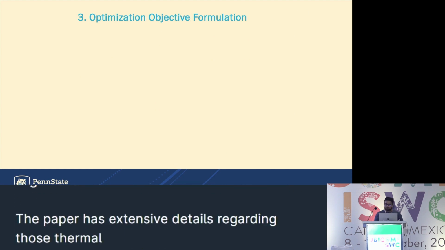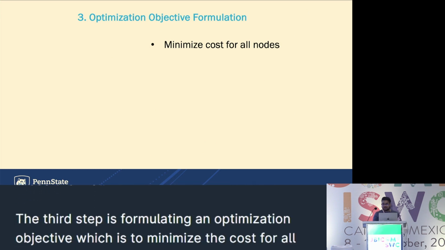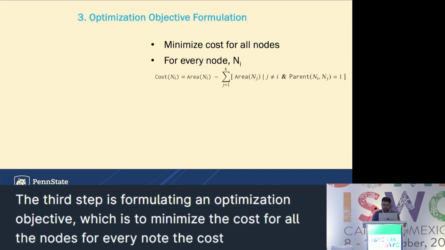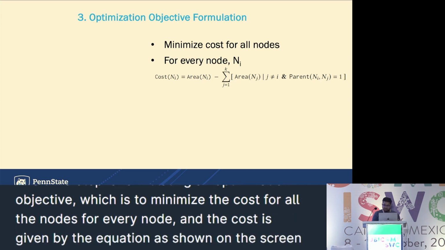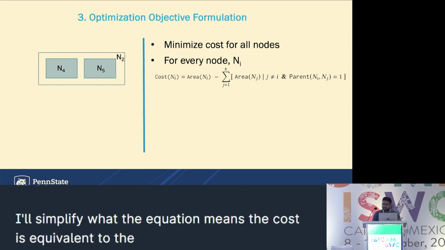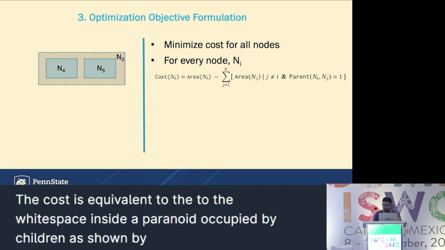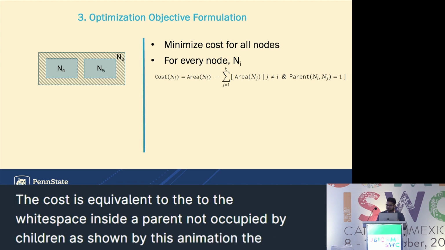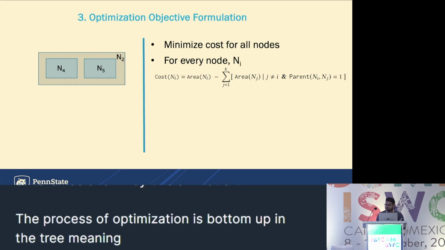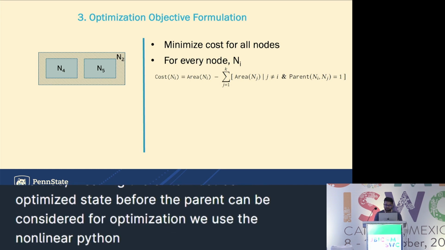The third step is formulating an optimization objective, which is to minimize the cost for all the nodes. For every node Ni, the cost is given by the equation as shown on the screen. I'll simplify what the equation means. The cost is equivalent to the white space inside a parent not occupied by children, as shown by this animation. The process of optimization is bottom-up in the tree, meaning a child must be in an optimized state before the parent can be considered for optimization. We use a nonlinear Python optimizer named Gecko for SpaceXMag.